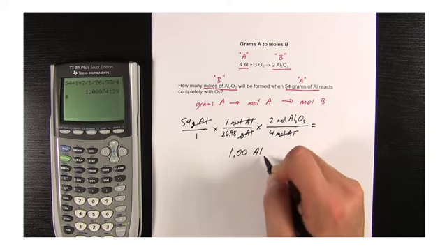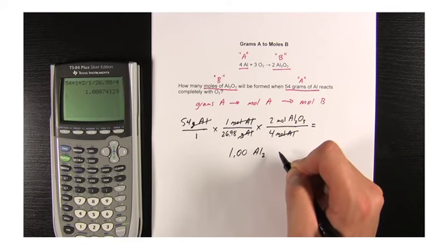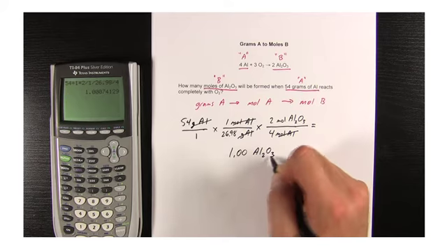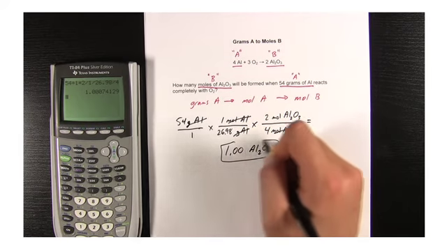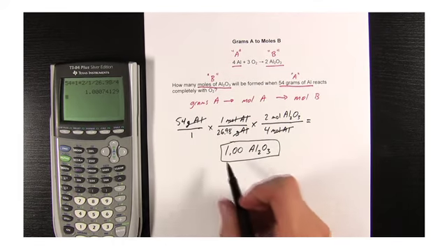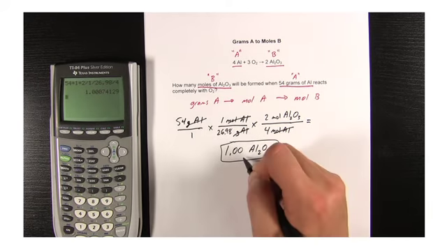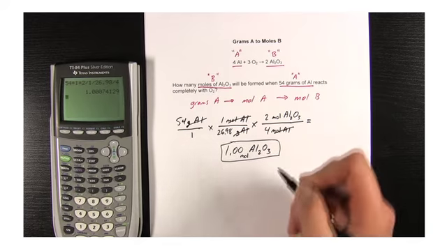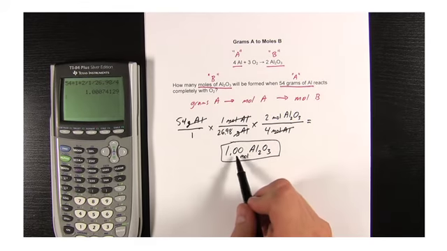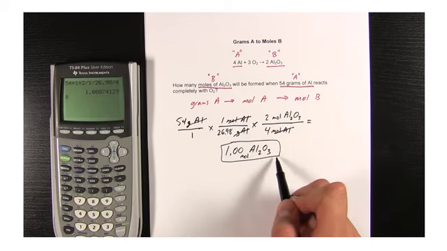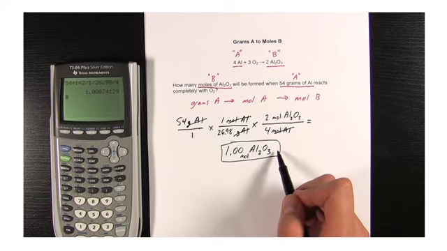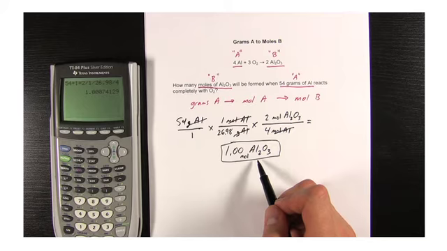Now you're probably not going to need all of the decimals that are in the calculator for this particular problem. So I'm pretty sure that 1.00 is a sufficient way to report this. Of course, it's important that you write moles, almost forgot that. So it's 1.00 moles of aluminum oxide. Very important that you write the units along with the problem. So don't forget that.